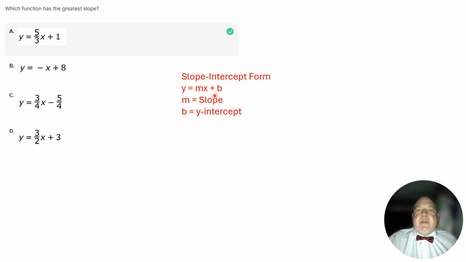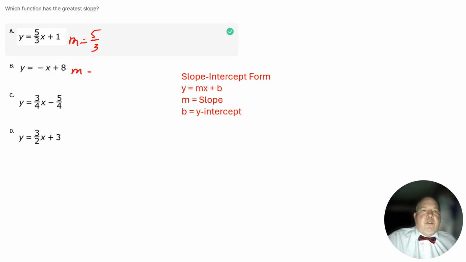y = mx + b, where m, the coefficient of x, represents the slope, and b is the y-intercept. And we're only interested in the slopes here. So we have a slope on A of 5/3. Here, let's just write this down. So on this one, the slope is 5/3.